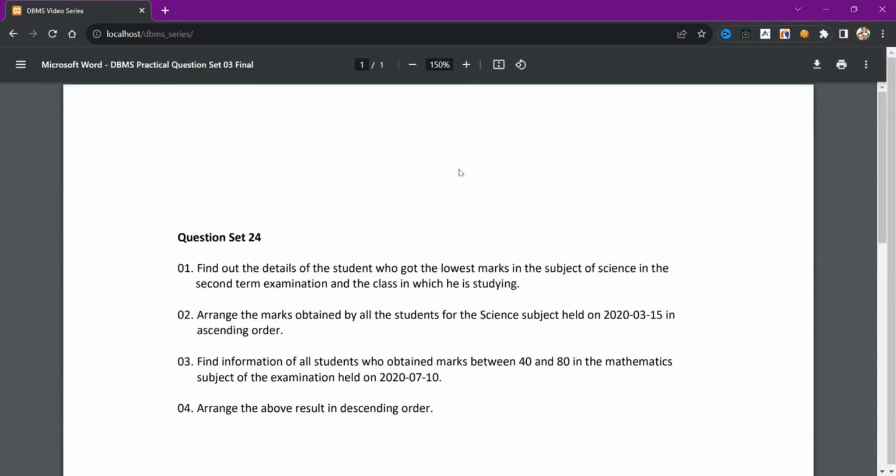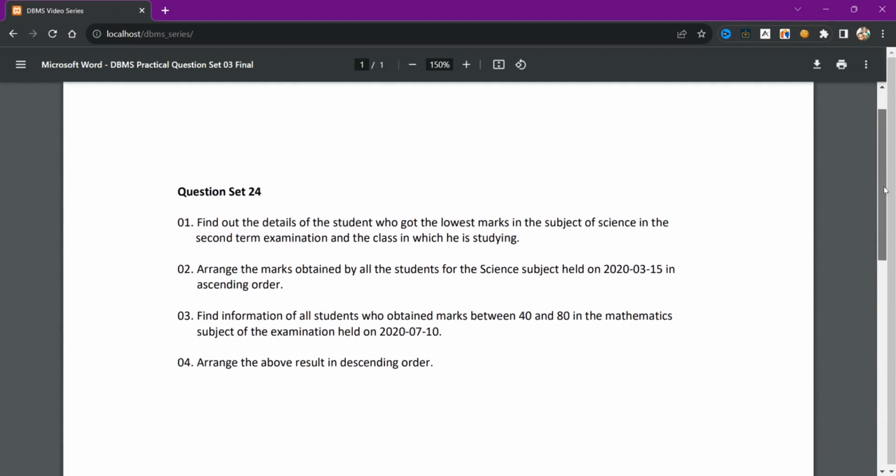So as usual, we have got four questions. When we look at all these questions, we need to write queries and find out what they have asked us to find. Let's do the first question.